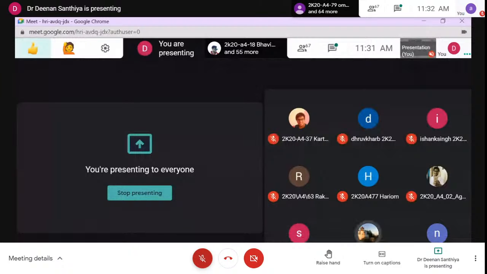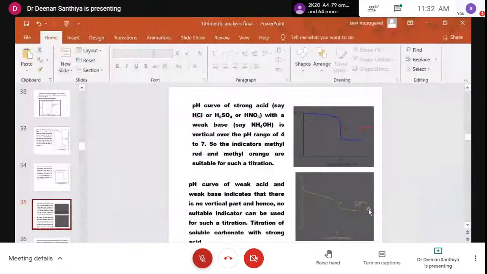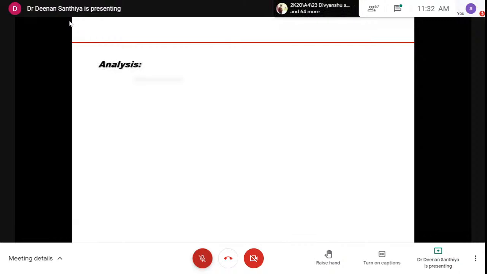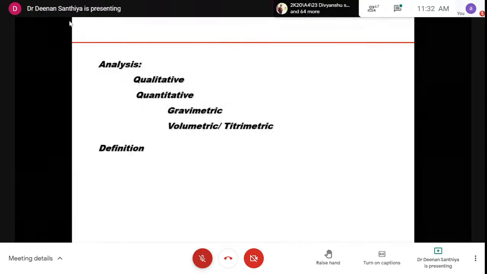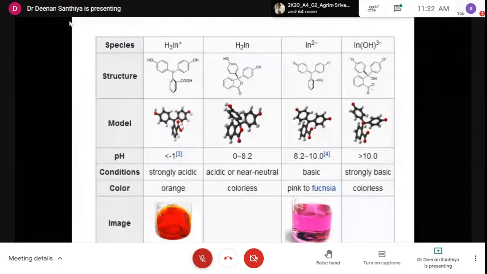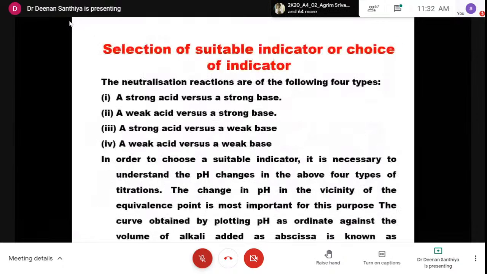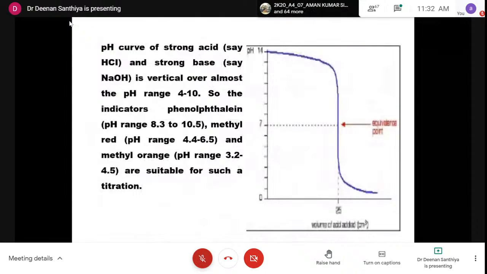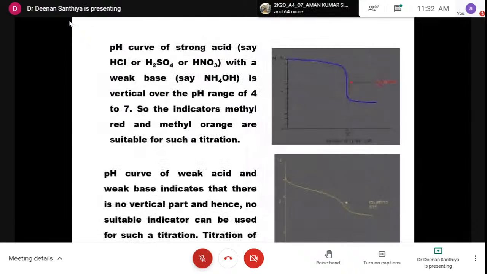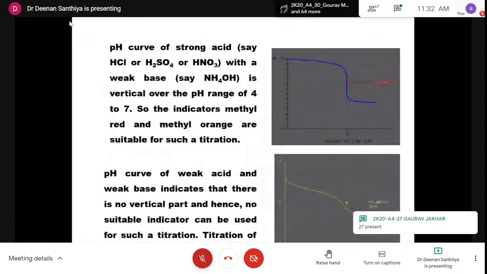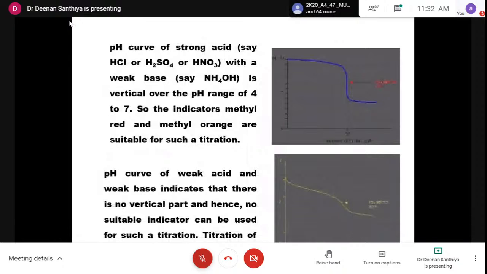So this is how the weak acid, weak base. Can you see my presentation? No ma'am. Yes ma'am. Wait a minute, I'll come to the slide. Especially in the morning classes, I always have the problem, but evening classes are better. Okay, can you see the structure? Can you see my slide?